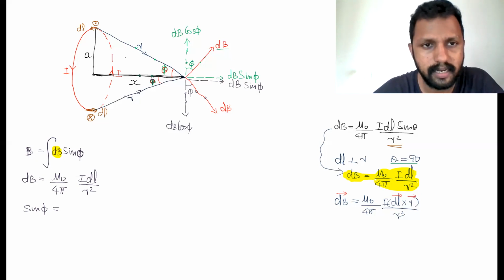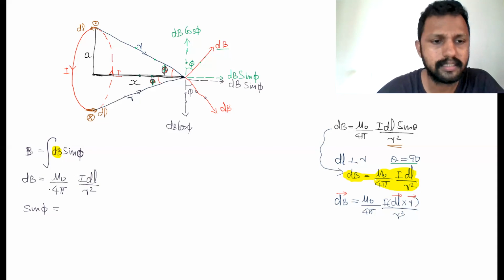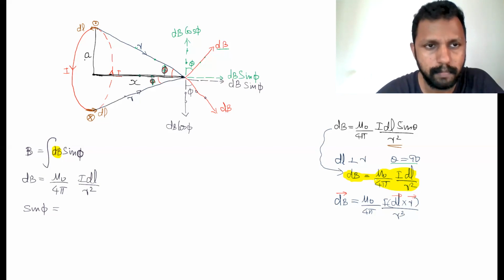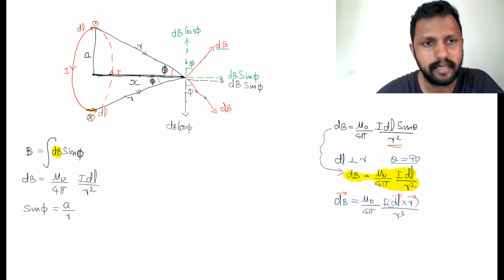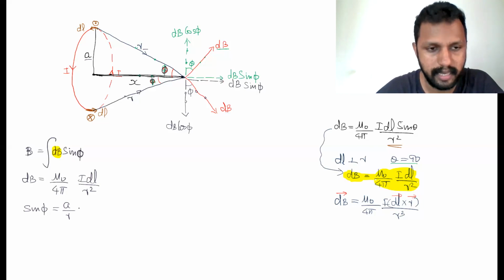There's a right angle triangle over here with hypotenuse R, opposite side A and adjacent side X. Considering this right angle triangle with an angle phi, the hypotenuse is R, opposite side is A and adjacent side is X. What is sine phi then? Sine phi is opposite side by hypotenuse. Therefore, sine phi is A by R. You could clearly see sine phi can be obtained as A by R.